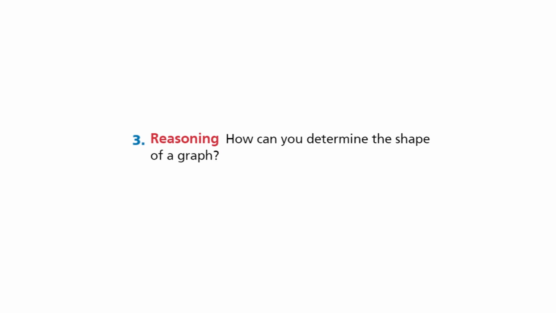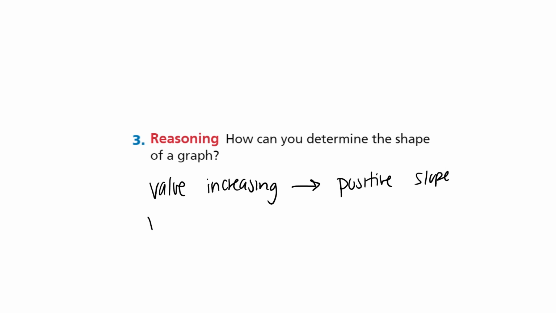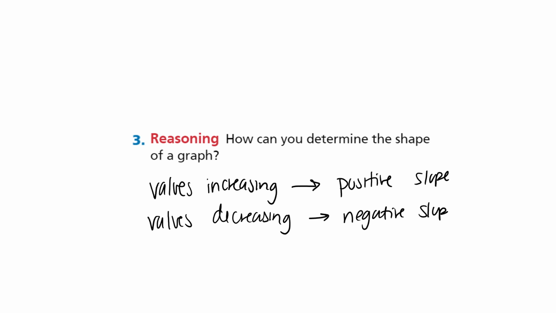Determine the slope of a graph. If the values are increasing, then it's going to be a positive slope. If the values are decreasing, it's going to be a negative slope. And if the values don't change, then it's going to be a constant slope.